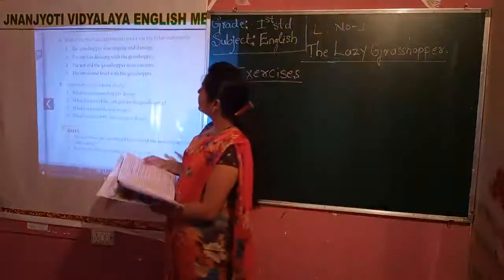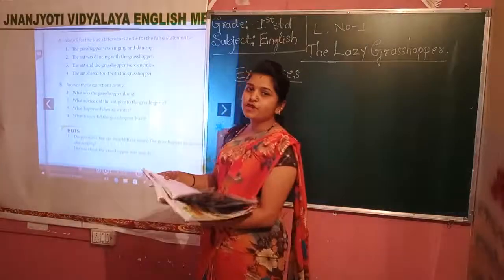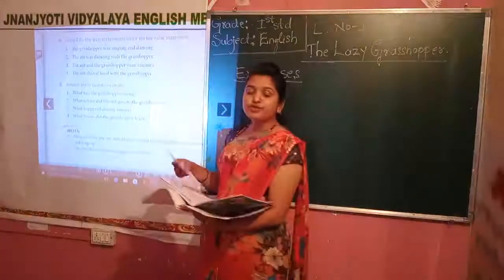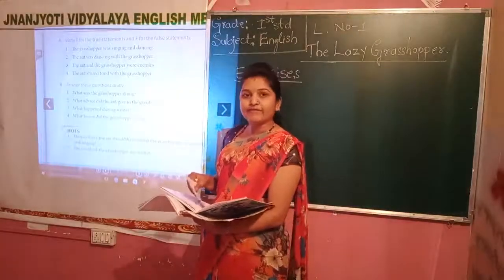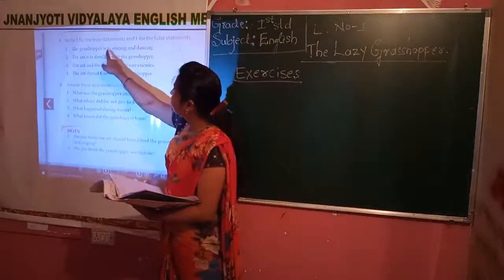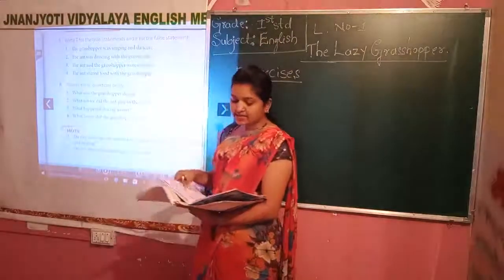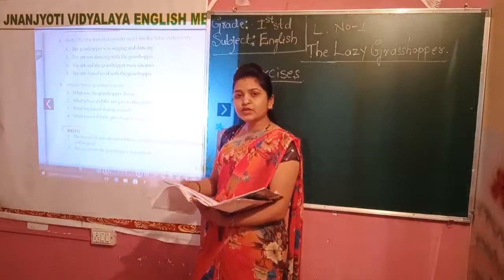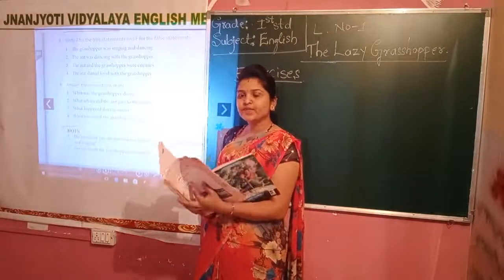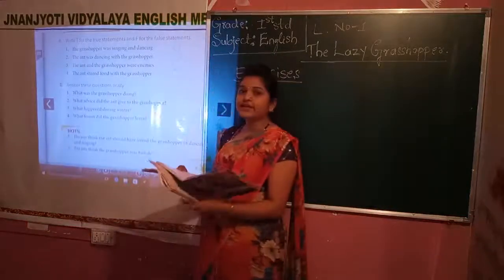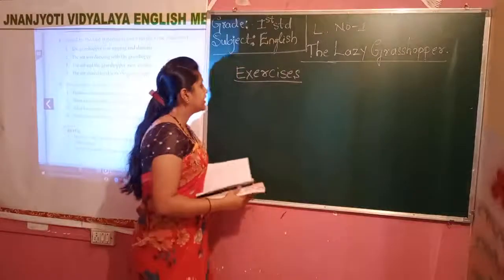So, here they have given true or false. What you have to do is T for the true and F for the false. Okay, children. So, here the grasshopper was singing and dancing. Is it true? All of you have learnt in the story now. Yes. True. Next, second one. Write the T.